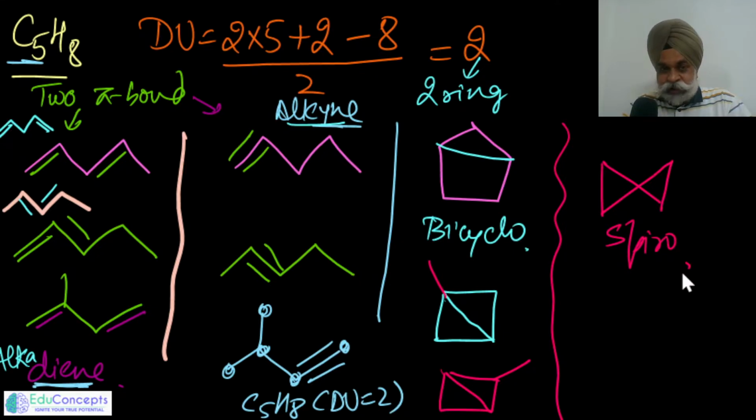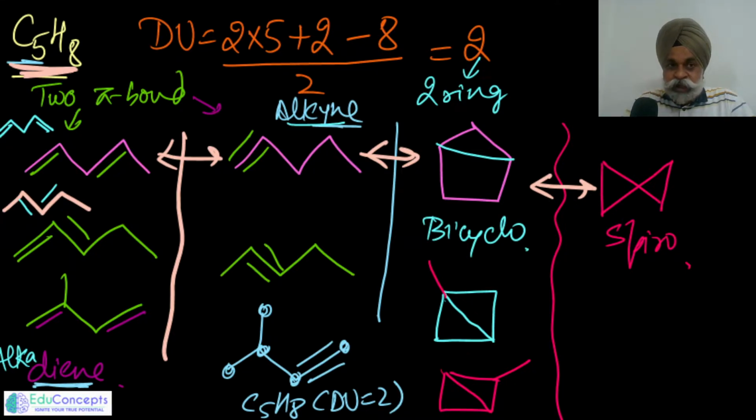Now this is so interesting. From the same formula you are able to get so many structural isomers, and all of these structural isomers with respect to each other, if I do it like this or this, can be said to be functional isomers, because chemically they have a different set of rings or pi bonds.